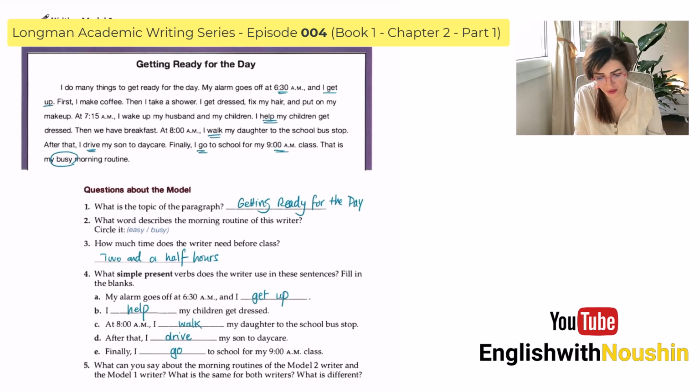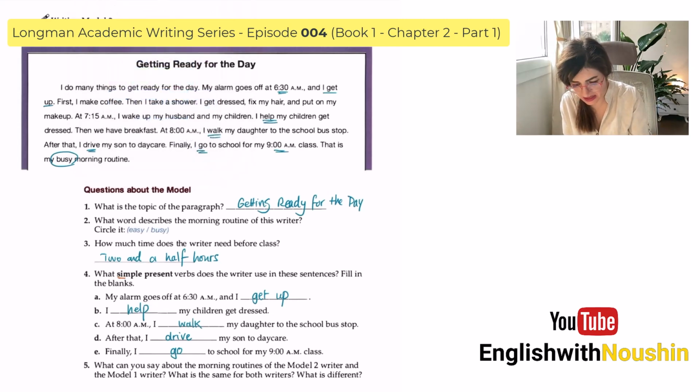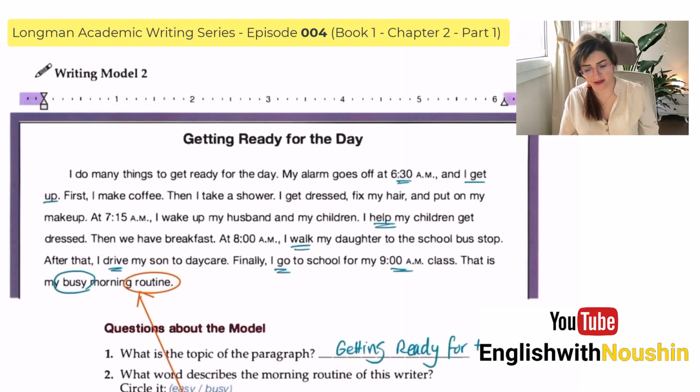Why are the verbs in the simple present tense? Because we are talking about a routine. So whenever we're talking about routines or something that happens repeatedly, we use the present simple or simple present. We will talk about that later more.